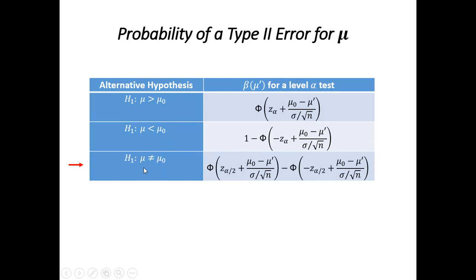So this is the situation when you have a two-sided test. And we're going to calculate beta for the problem we just went through, which was a two-sided test. So that's why I put a little arrow here. We're going to use this formula here. Do that in a couple of seconds.